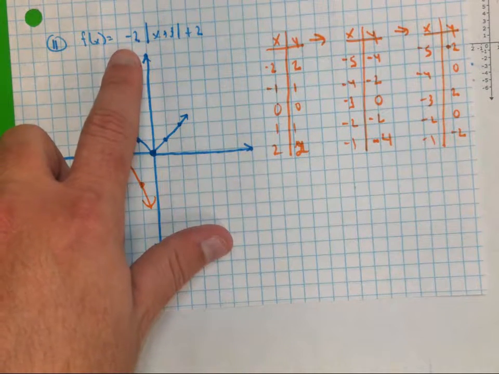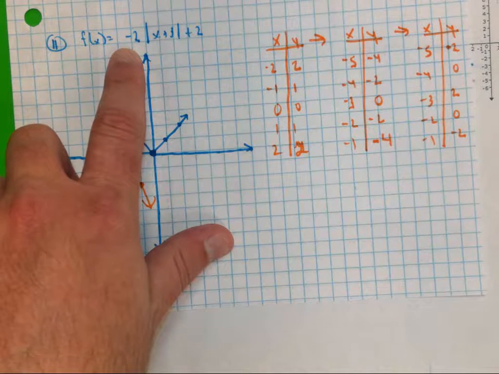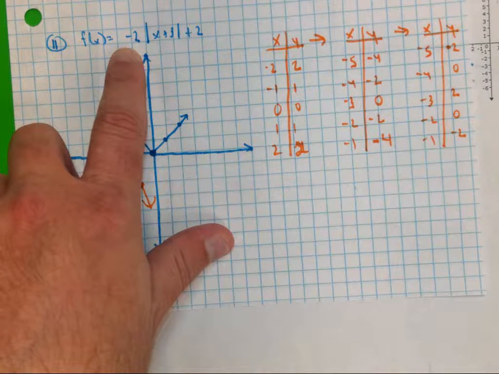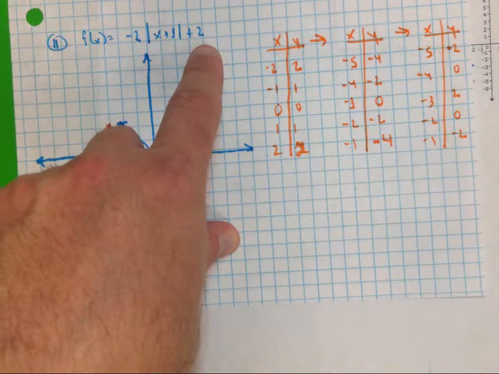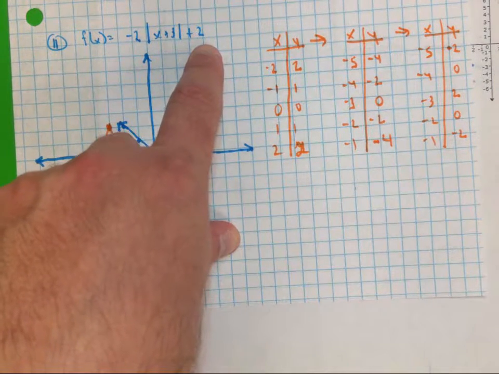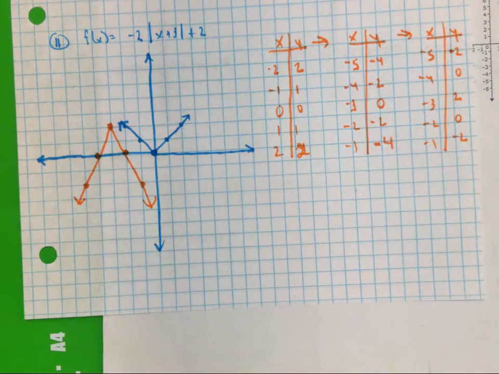So I stretch by a factor of 2. Now you say, how would you write this if you asked me to describe this? I would say reflect about the x-axis, stretch by a factor of 2 vertically, move left 3, move up 2. You don't want to stretch by a factor of negative 2. Stretch by a factor of 2, reflect about the x-axis.